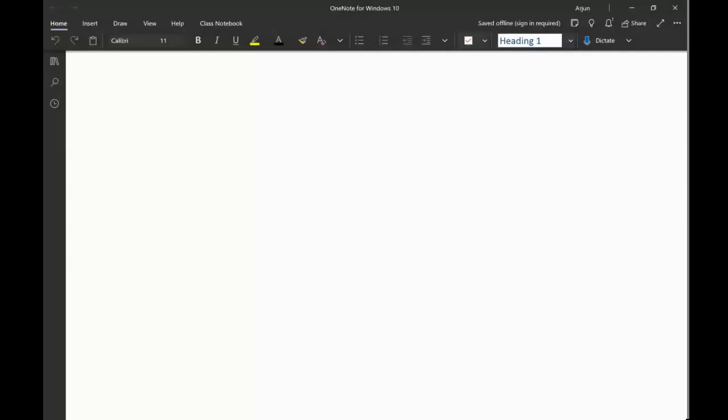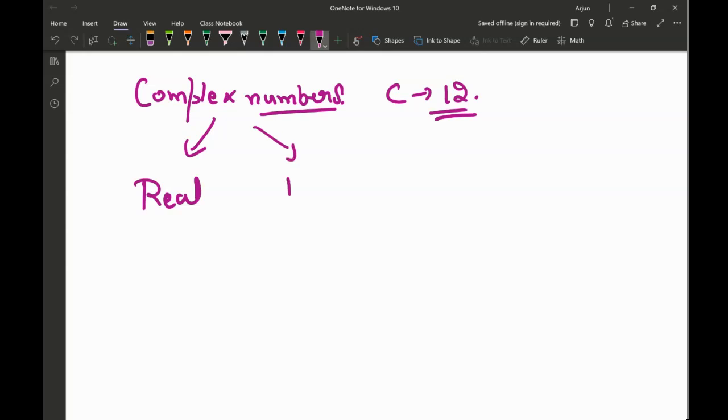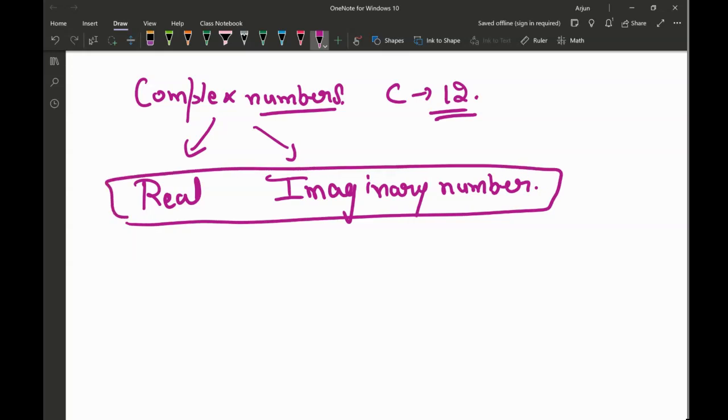Today, folks, in today's class, I'll be talking about complex numbers. I'm going to talk about chapter number 12. Now, a complex number constitutes two parts. It combines a real and an imaginary number. Now, when I combine a real with an imaginary number, that becomes a complex number.